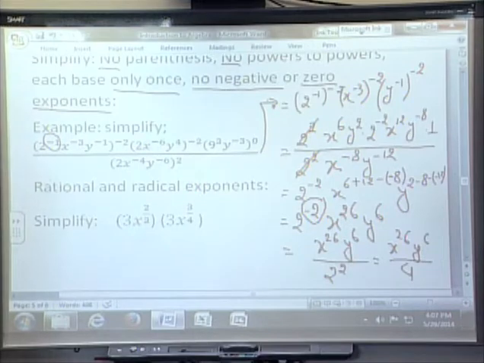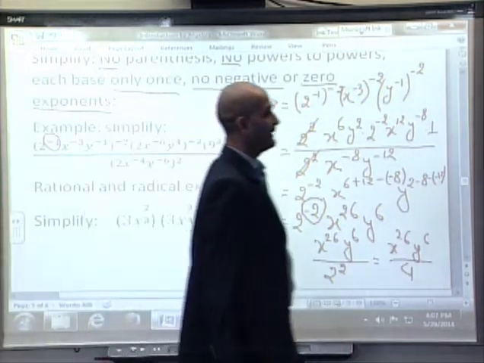So this is the simplified form. We do not have any negative exponent. One base is appearing only once. There is no parenthesis. So everything that is needed to be done to simplify it is done.